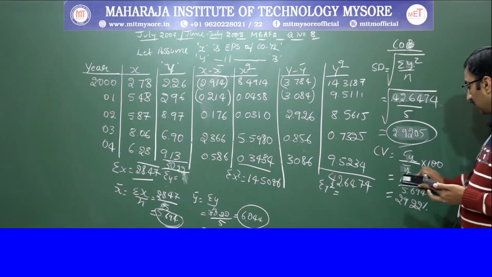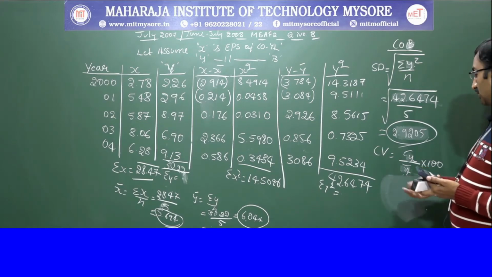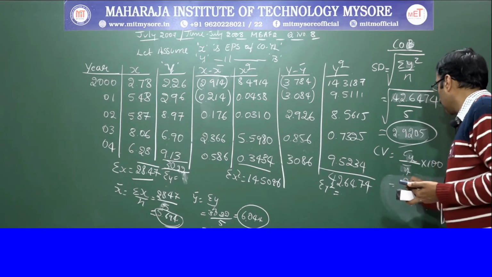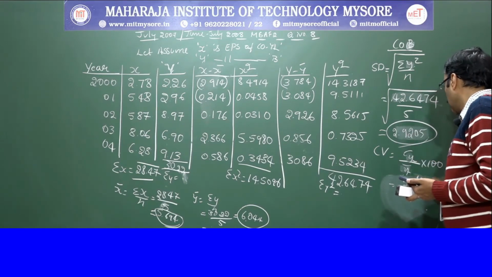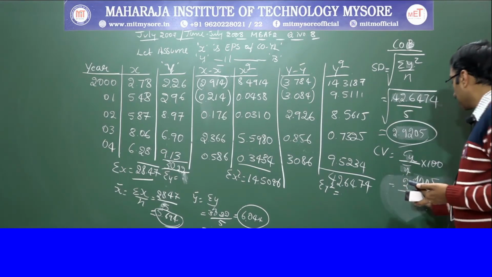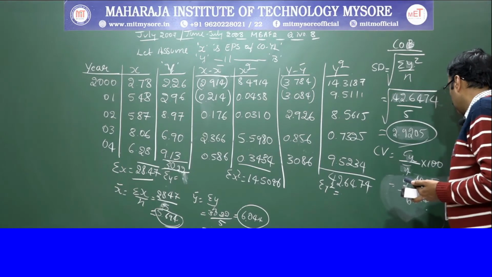If you do that, sigma y is how much? It is 2.9205 divided by y bar. Y bar is 6.044, into 100.